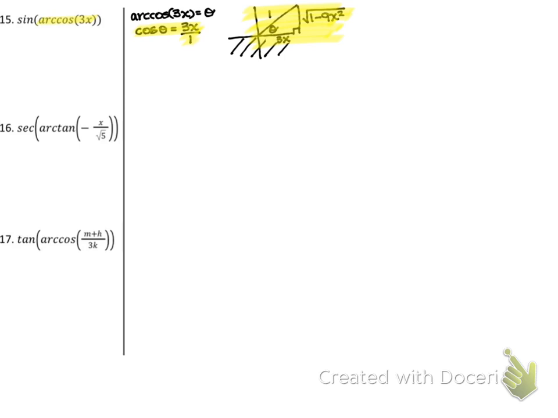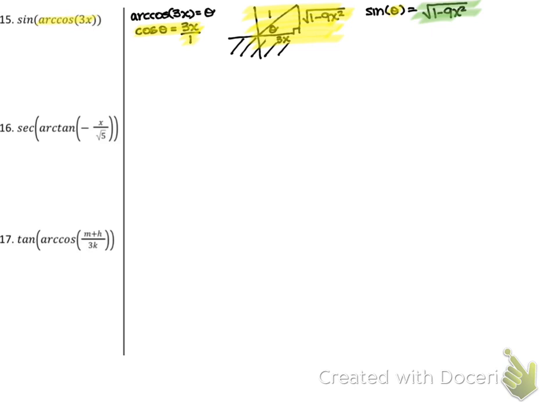We're trying to do sine of theta. Well, we have a picture for theta. We should be able to find sine of it. So sine is going to be opposite over hypotenuse. So this is going to be the square root of 1 minus 9x squared. That's our answer. The best we can do, because we have an unknown value in there. Again, don't assume that the x is negative unless you're told so.